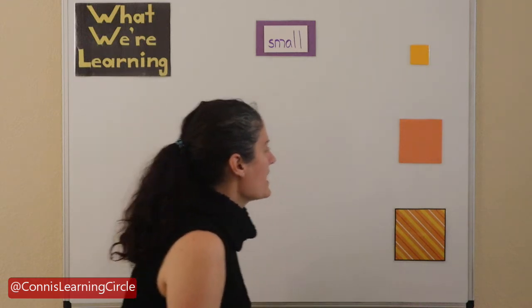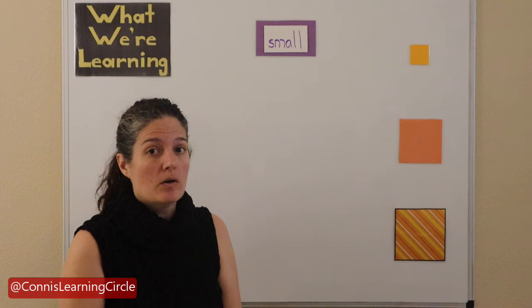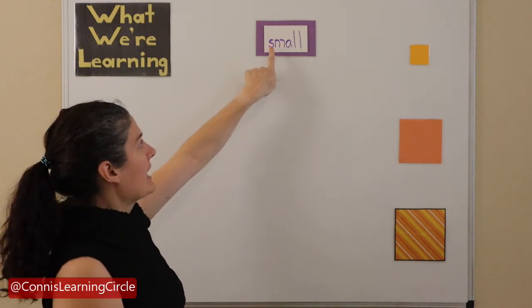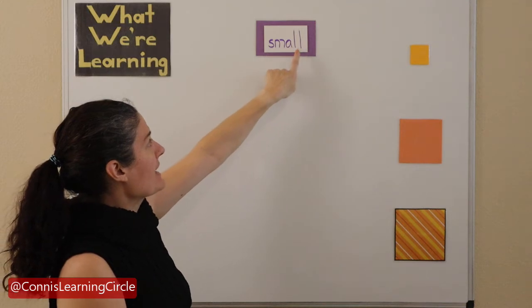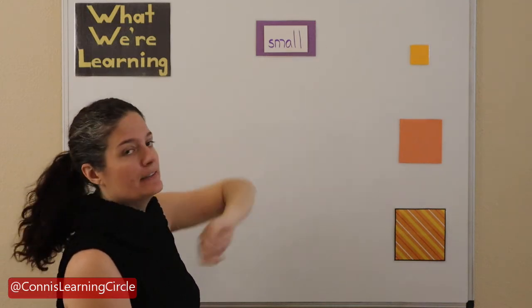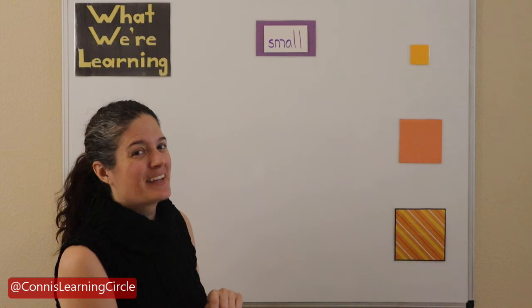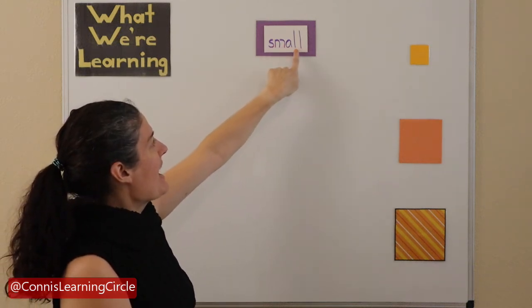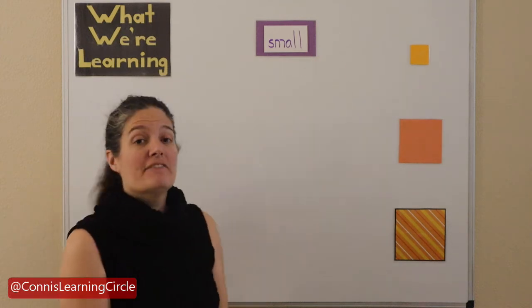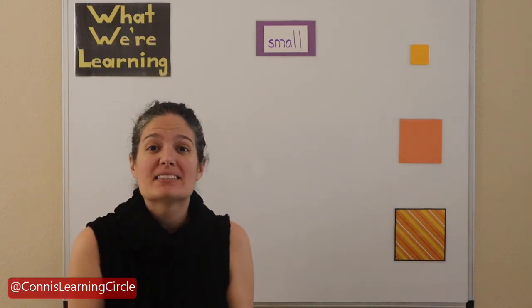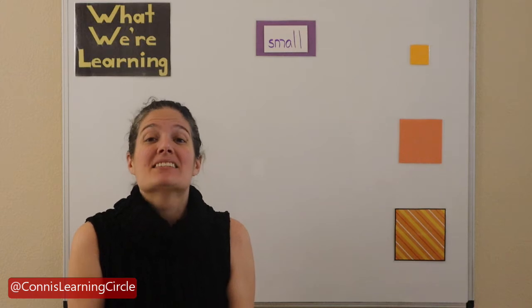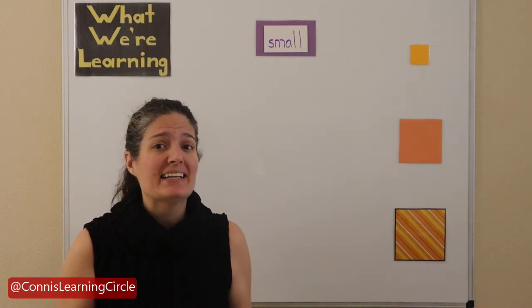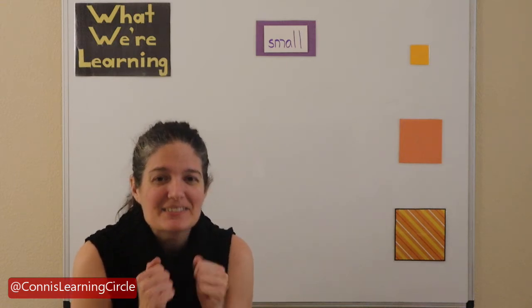All right, now our word small, we can spell it like this. S-M-A-L-L. Can you spell it with me? Here we go. S-M-A-L-L. Very good. And what does that spell? Small. Very good. And when something is small, it means that it takes up very little space.